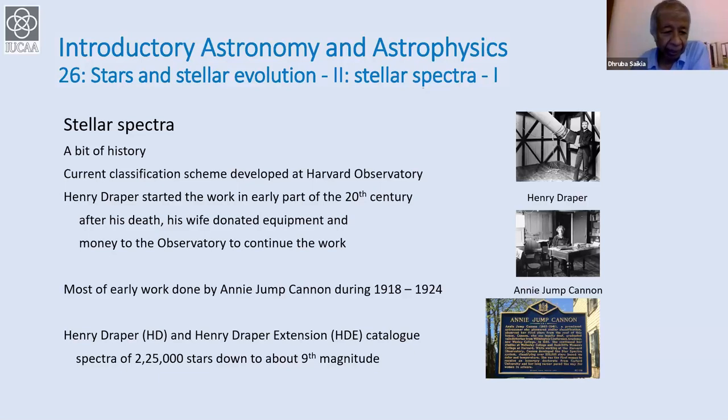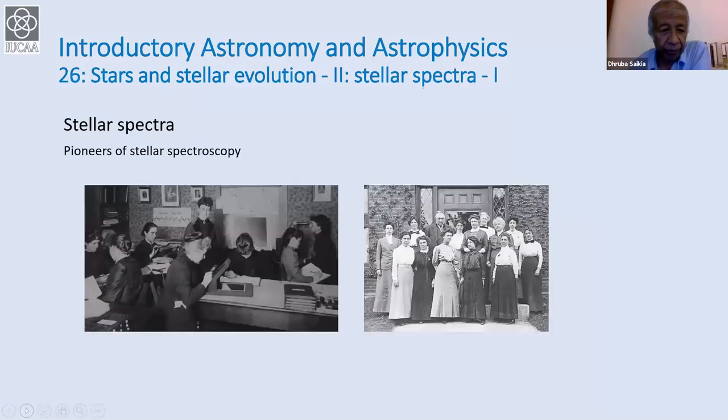And here is where we had the Henry Draper and the Henry Draper Extension catalog of more than 200,000 stars down to about 9th magnitude. So these were really pioneering work of the time. And a lot of the work was done by this group of women, and Henrietta Leavitt was part of it. Henrietta Leavitt we met while understanding variability of stars, Cepheid variables, which have been one of the cornerstones of measuring distances in astronomy. And they were working under the supervision of this gentleman over here, Mr. Pickering.